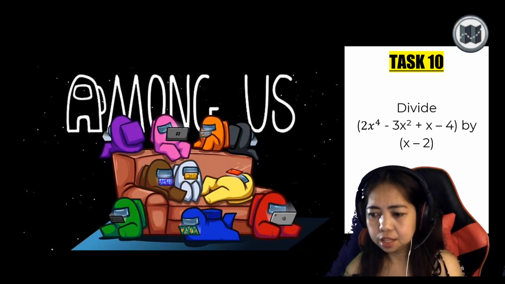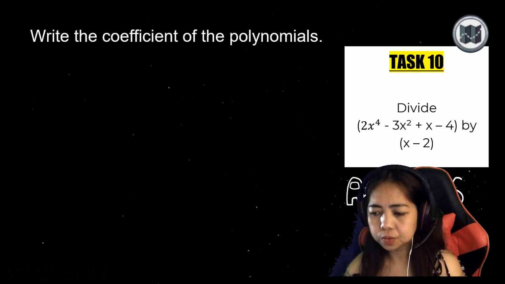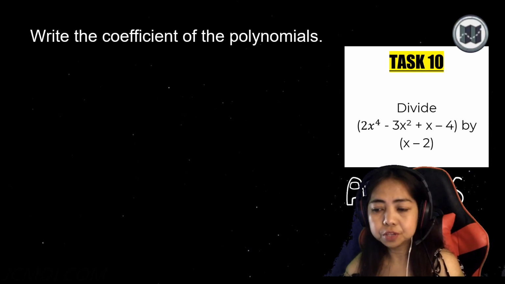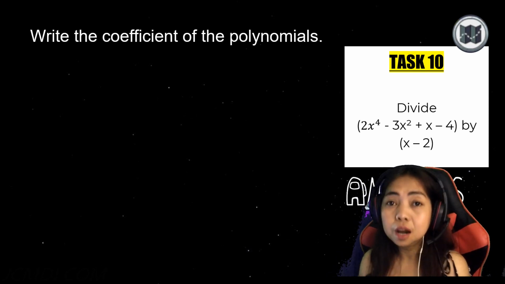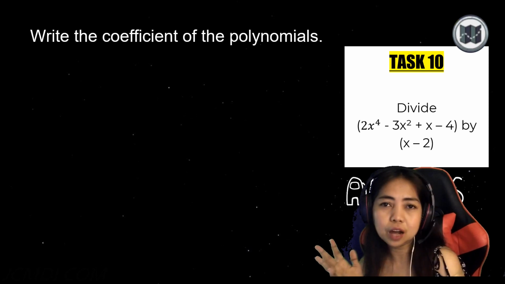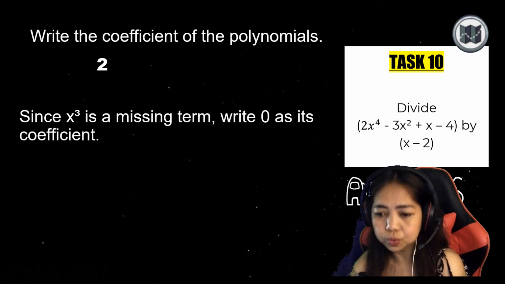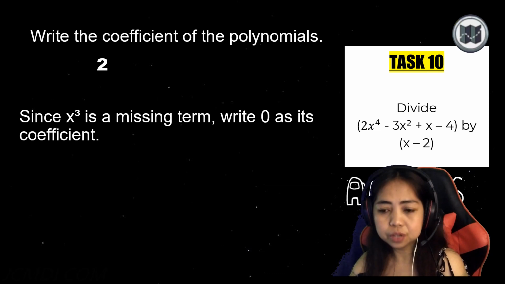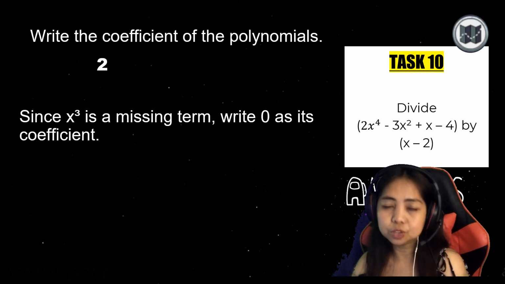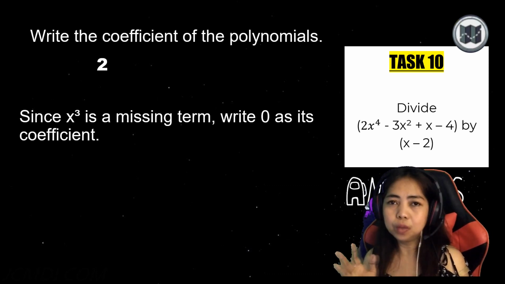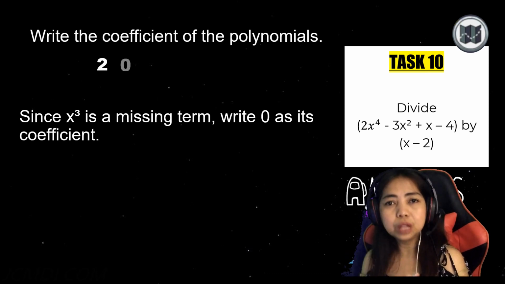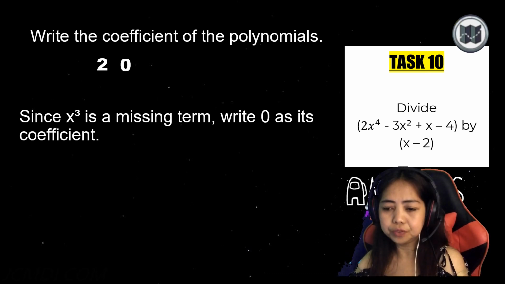So, i-discuss natin. Divide 2x to the 4th minus 3x squared plus x minus 4 by x minus 2. First, of course, we have to write the coefficients of the polynomials. Yung mga number sa unahan ng mga variables hanggang doon sa pinaka-constant na lang. So, yung x to the 4th muna is 2. Di ba wala tayong x to the 3rd power. So, since x cubed is a missing term, write 0 as its coefficient.